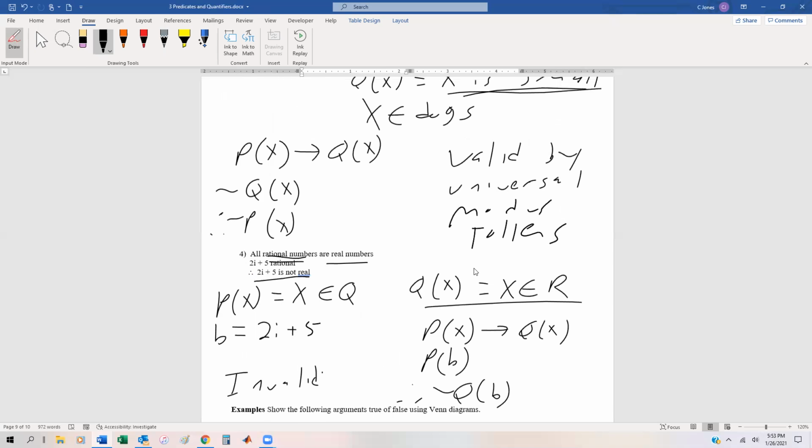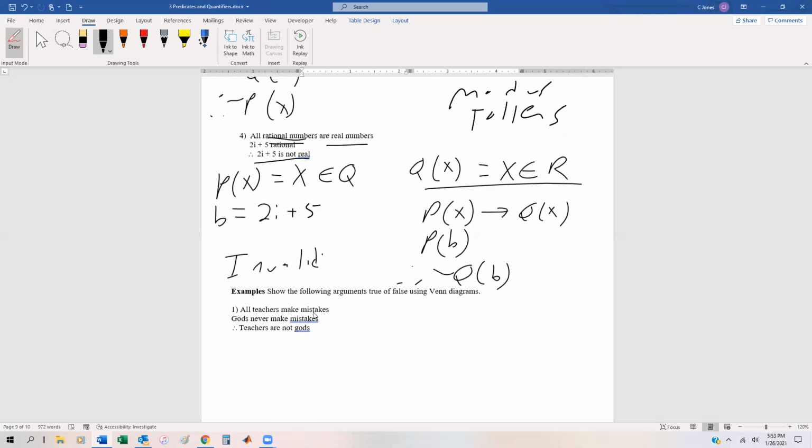All right. So in the last section of this chapter, we're going to take a look at how we're going to go through and do the exact same thing, but we're going to use Venn diagrams in the next section.